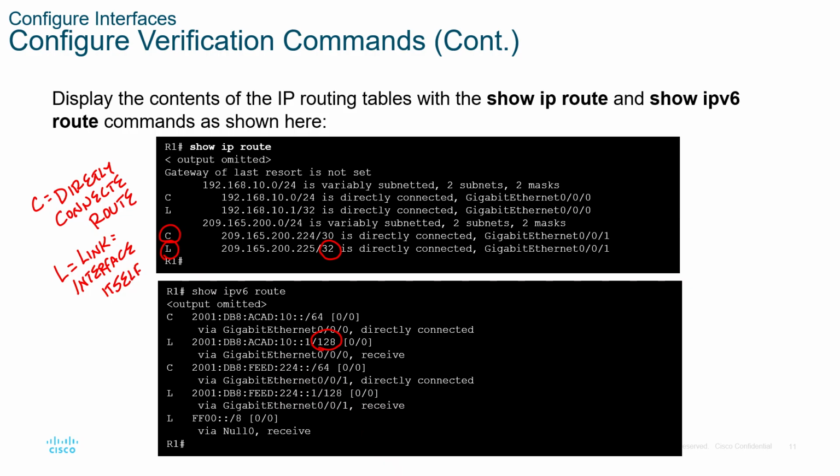This other stuff that you're seeing here that says variably subnetted, when we talk about subnetting. Subnetting is simply the practice of taking the network number that you are assigned and breaking it down into smaller networks within your organization. And we will talk about that when we get to chapter 11 next.